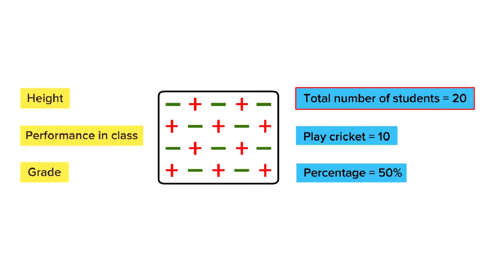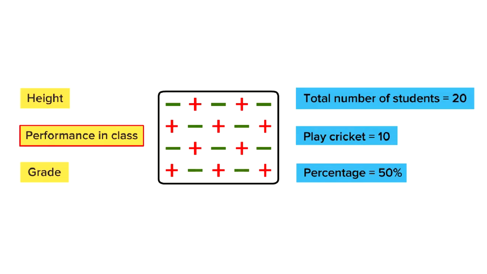We have a total of 20 students out of which 10 play cricket, and hence the percentage of students who play cricket is 50% in our case. And we have attributes of students like height, performance in the class, and to which grade they belong. Now the teacher wants to identify subgroups so that these subgroups are very similar with respect to playing cricket or not based on given attributes.